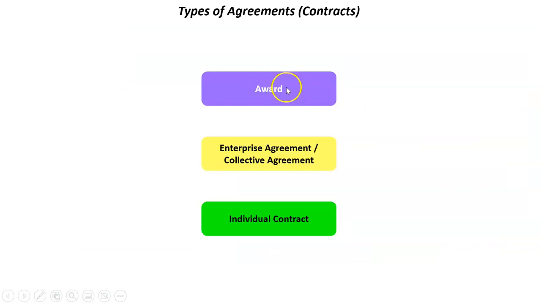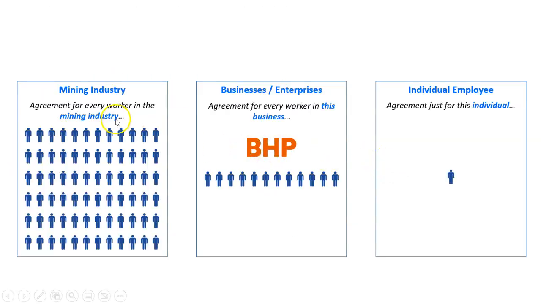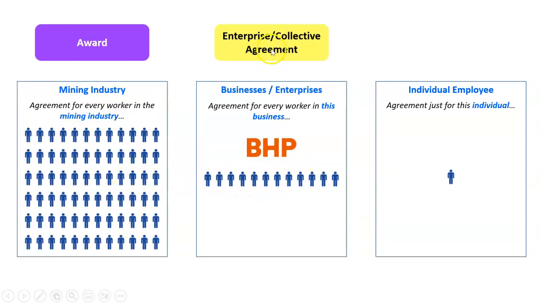Remember, your textbook might say modern award, same thing, or it might say collective agreement, same thing. Now, what we want to know is that, first of all, this contract here for an award is for everyone in the industry, but then if I take out just my employees, that would be an enterprise agreement, or if I just have one employee, that's an individual contract. So there are three types of agreements or contracts.